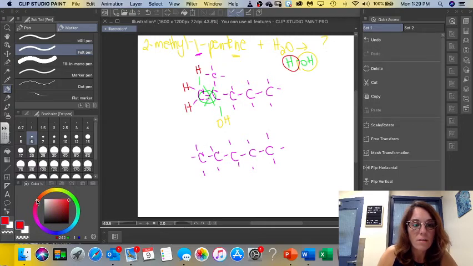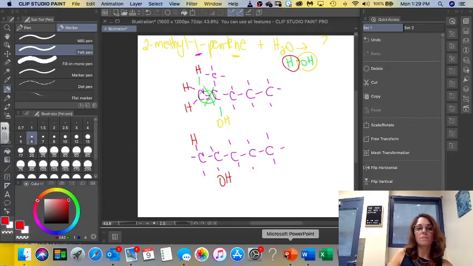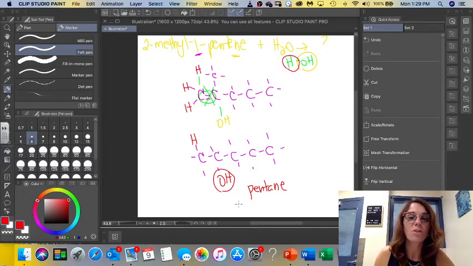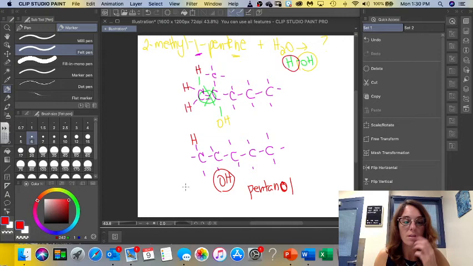So I've got my extra hydrogen there, and my hydroxyl here. What is this called? This is now called pentane, but I've got this hydroxyl group here, which turns it into something called an alcohol. In order to create an alcohol, we take off the ending and we add OL. So this is actually called pentanol right now. And there's only one product in this reaction.